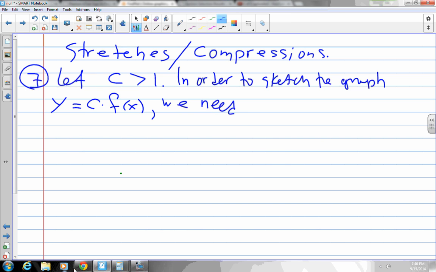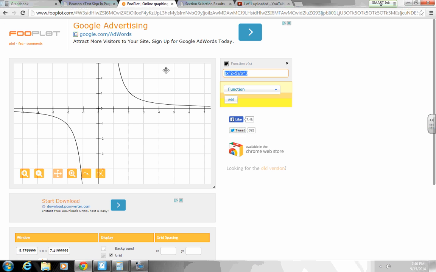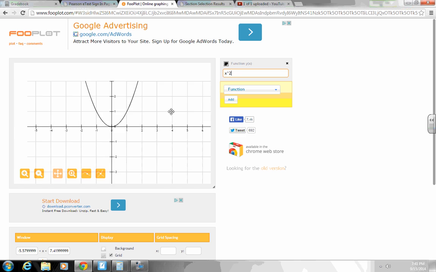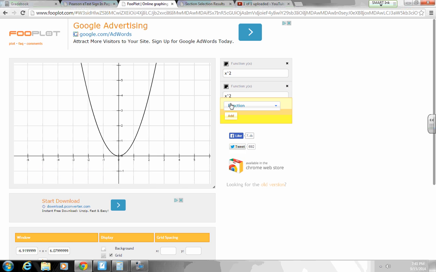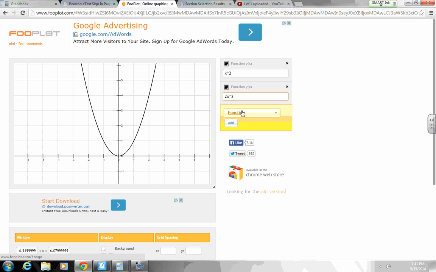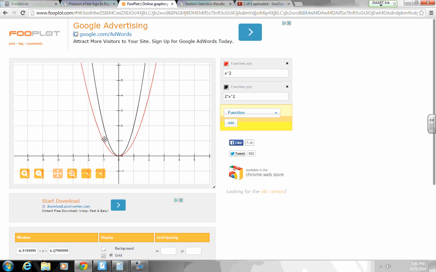Let me show you this. If I do just a regular parabola, and then I'll do another parabola, let's say 2 times the parabola. Let's make this one red. So the red is the original parabola, and the black is 2 times the original parabola. So it kind of got skinny because every point got doubled. Because look, this is the point on the original parabola, y equals 1. You multiply it by 2, now y equals 2. This point on the parabola, y equals 4.